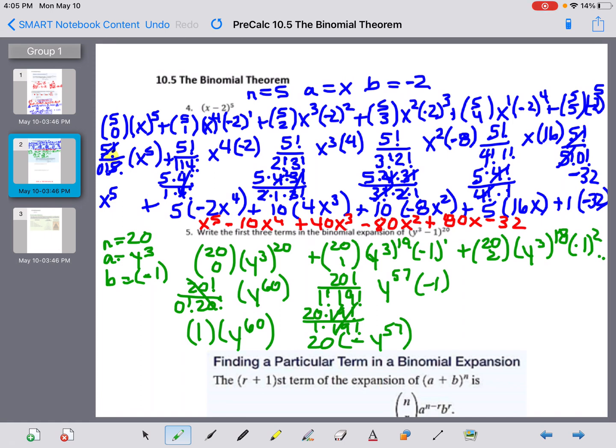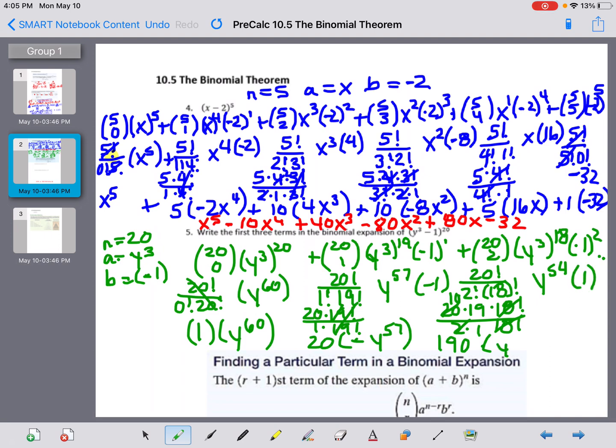All right, last one. I have 20 factorial over 2 factorial. The difference is 18 factorial. So that's really like 20 times 19 times 18 factorial over 18 factorial times 2 times 1. 18 factorials cancel. 20 divided by 2 is 10. So I get 190 times, well, y to the third to the 18th will become y to the 54th. Negative 1 squared is just going to be positive 1, so it's just going to be y to the 54th.